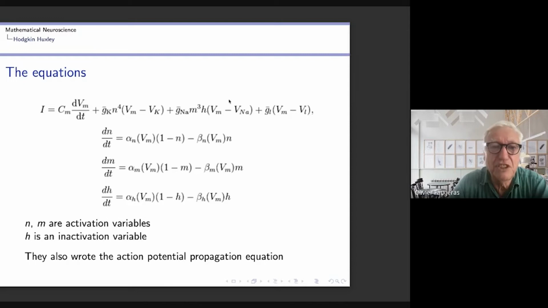So these are four-dimensional: there are four equations, non-linear, because the functions alpha, beta and so on are non-linear functions of the membrane potential. So they are highly non-linear differential equations that govern the time variation of the membrane potential. This is space clamped: there's no propagation along the axon. They just put an electrode in it to make sure that nothing would propagate, and it's also voltage clamped to make the measurements. So this is what happens maybe at the soma. But they also wrote the action potential propagation equation, to which I will come back in a minute.